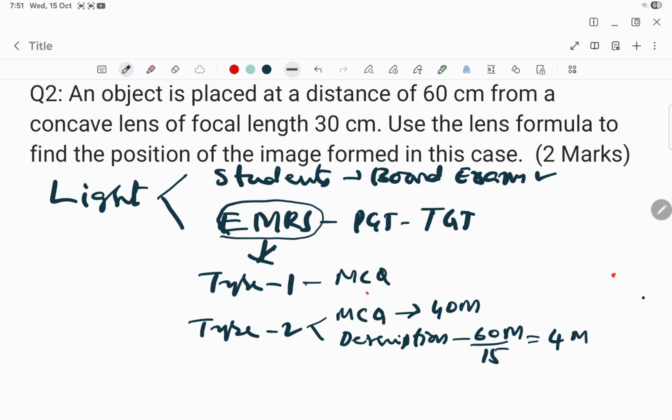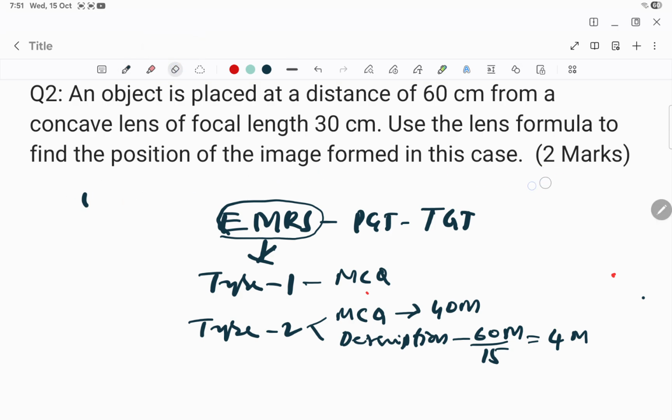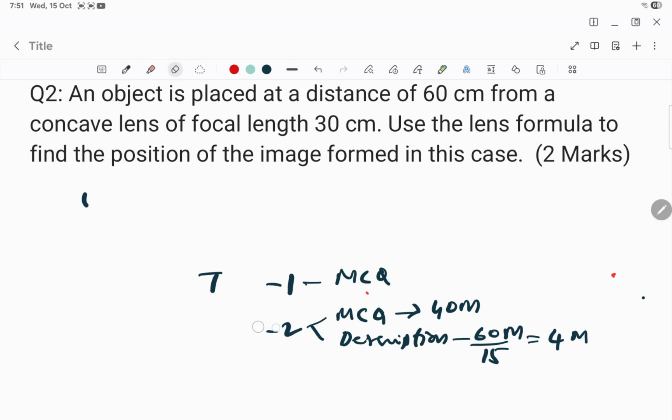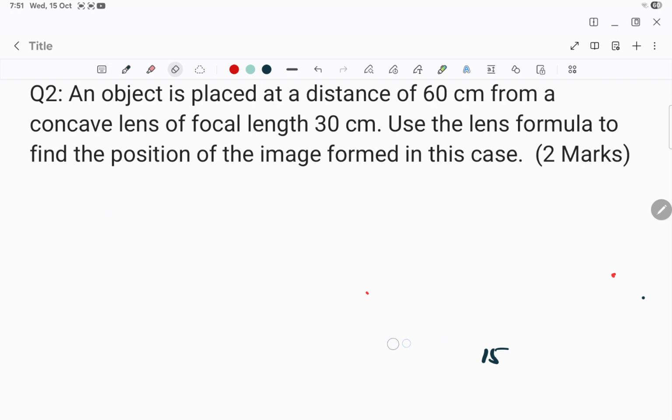So without wasting our time, we'll start today's class. Here you have a very important numerical. This is repeated many times in board exams, but the same question may not appear, though the model can appear.